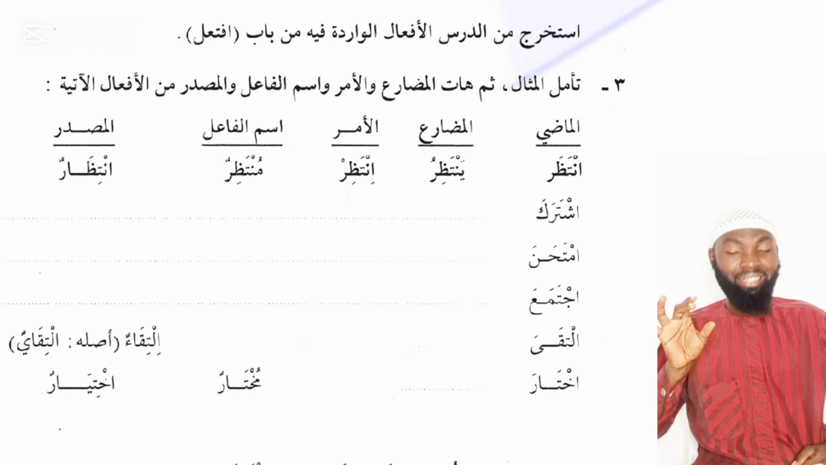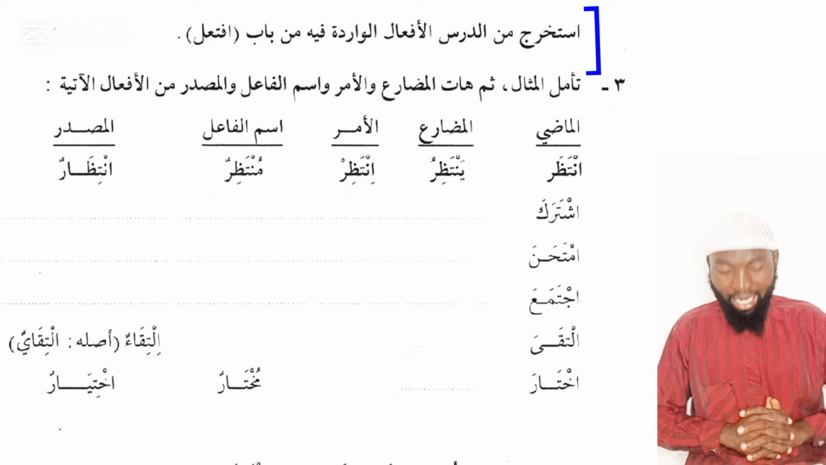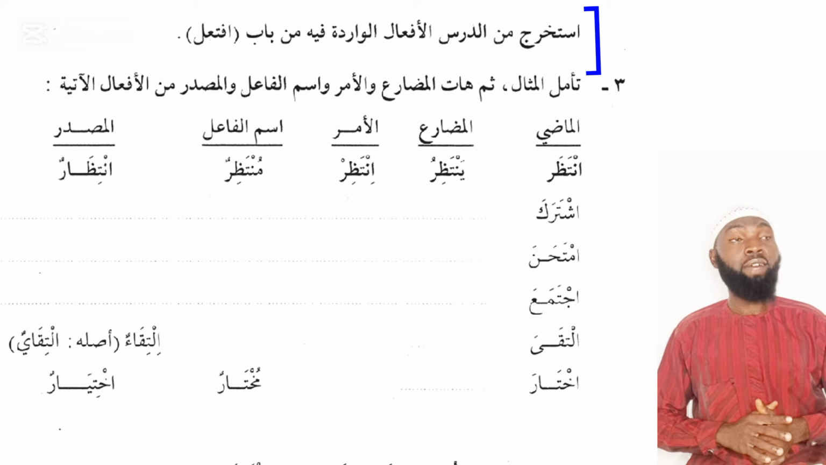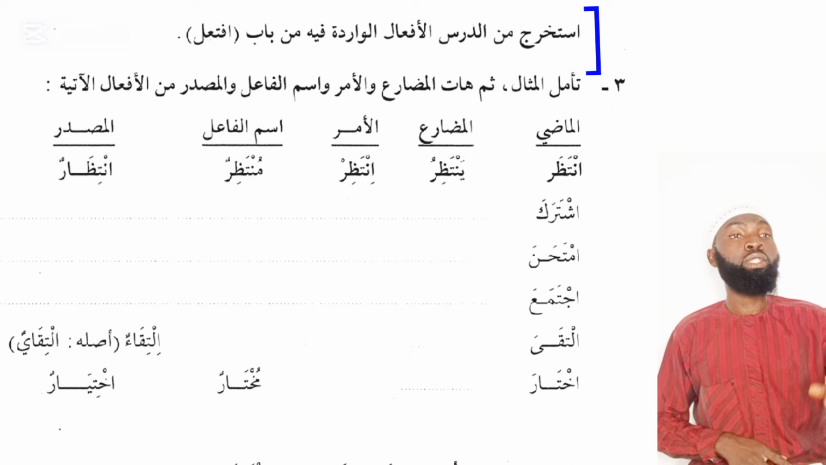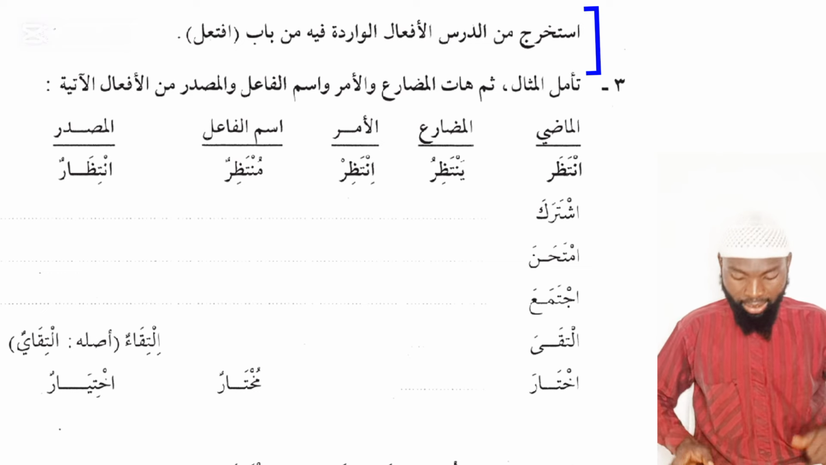Here we have istakhrij min ad-dars. You have to go back to the passage or the conversation we had and bring out min bab ifta'ala al-af'al al-waridah fi al-bab. Bring out all the verbs which appear in the pattern of ifta'ala. We have many of them. You can go back and extract them.